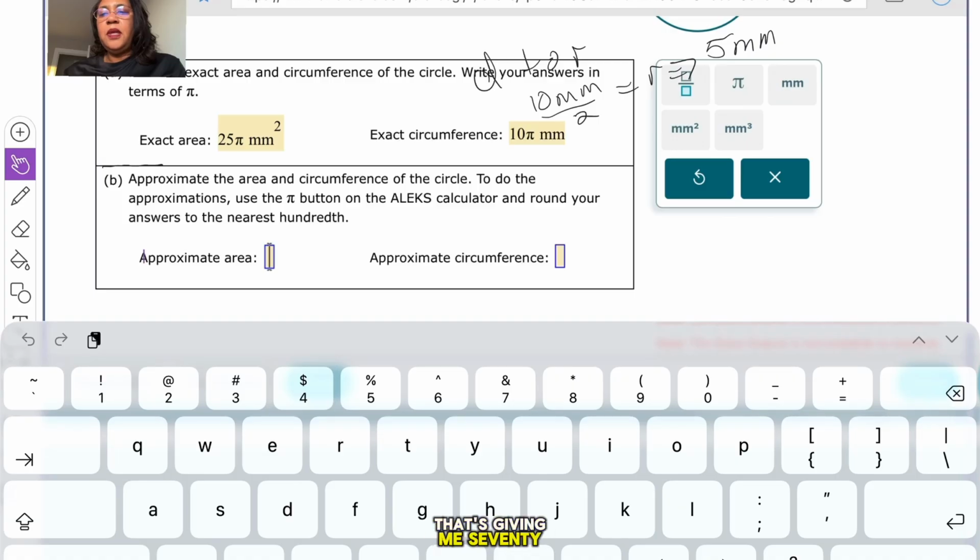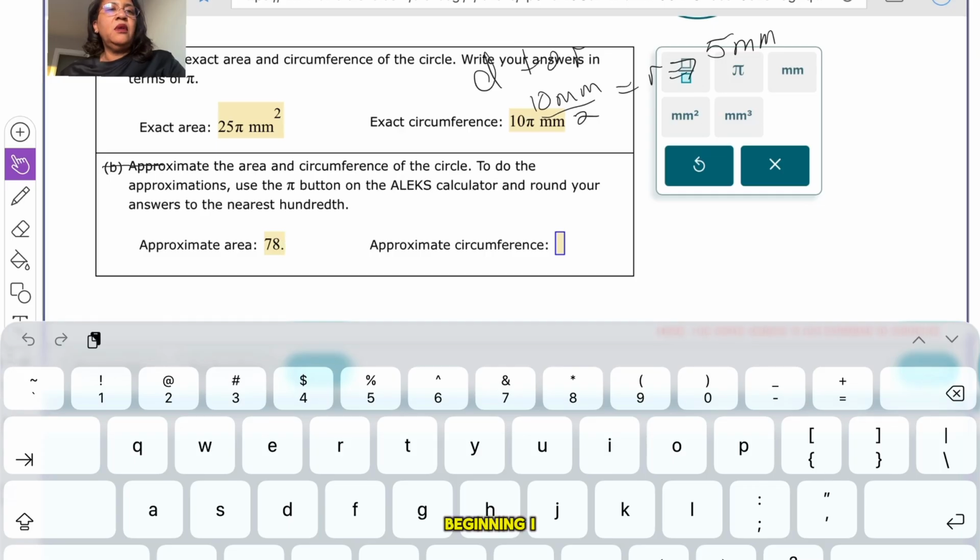That's giving me 78.54. And yes, in the beginning, I missed at the hundreds. I was looking at the 1,000 spot. So just pardon me. Sometimes making these videos is just difficult.